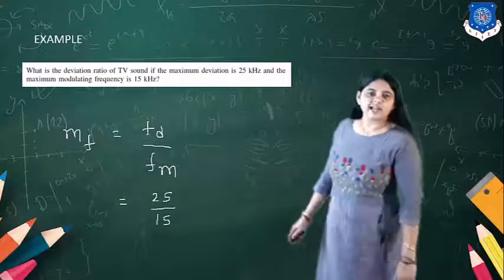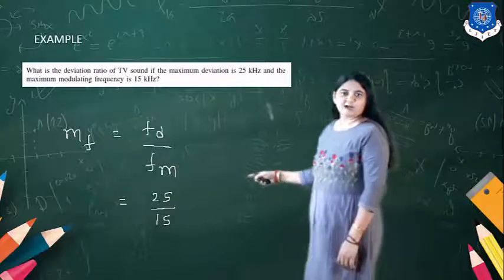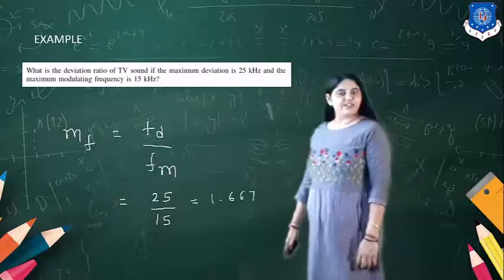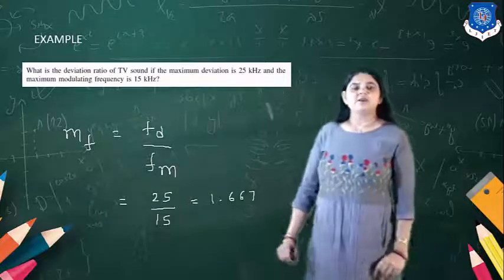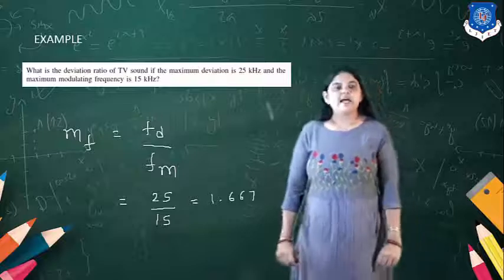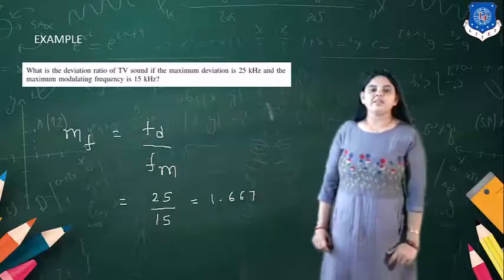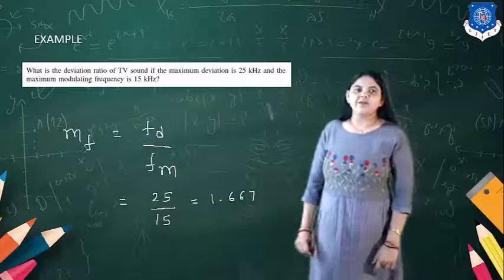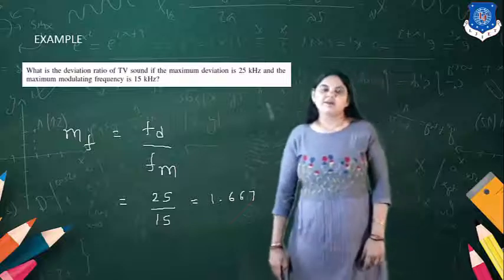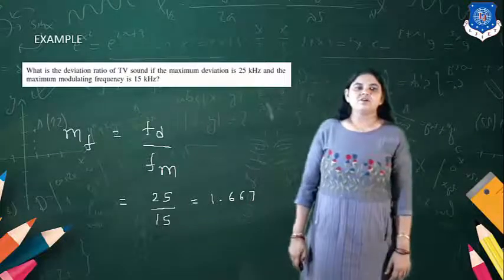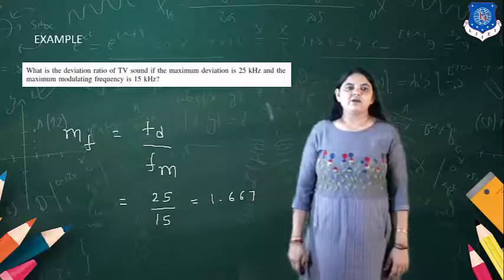So this value is 25 divided by 15, which is 1.667. That is the modulation index required for the television. This way we can find it out.